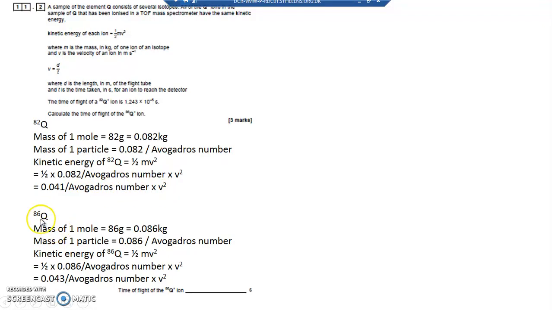I do the same for 86Q, 86 grams, 0.086 kilograms. The mass of one particle is therefore the mass of a mole of particles, 0.086 kilograms, divided by the number of particles in a mole, Avogadro's number. That gives me the mass of one particle now. So the kinetic energy is half multiplied by the mass m of one particle multiplied by v squared. Half times 0.086 is 0.043 divided by Avogadro's number to get the mass of one particle, and multiplied by v squared.